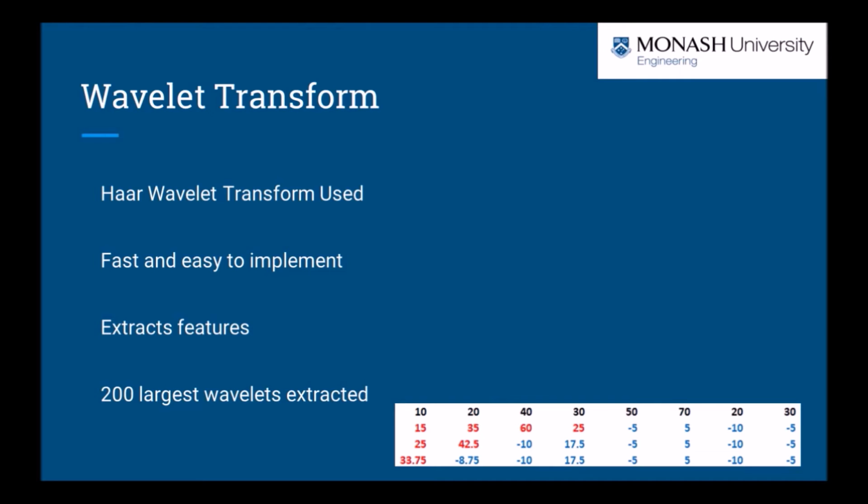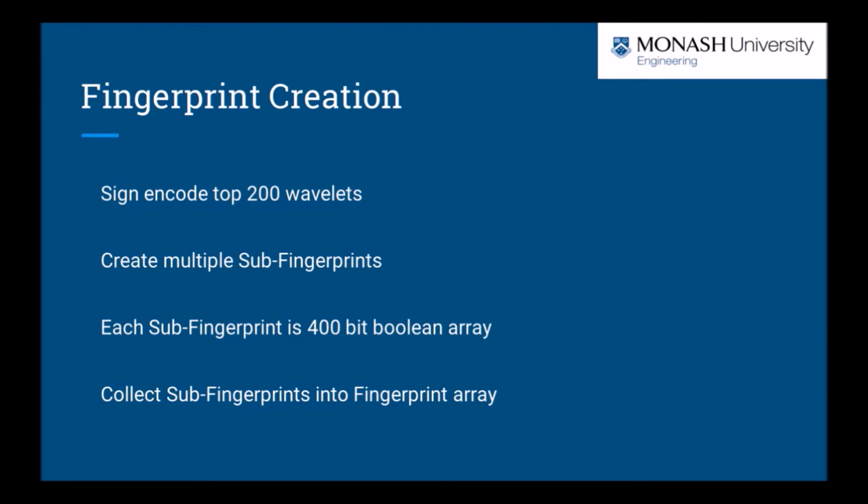From our wavelet matrix, we extract the 200 largest magnitude wavelets as these best represent the data. We create a sub-fingerprint by forming a Boolean array filled with zeros. The 200 extracted wavelets are sign encoded to fit into the array. Positive wavelets are represented by the code 1, 0. Negative wavelets are represented by 0, 1. The sign encoded wavelets give a sufficient representation of the audio contained in the sub-fingerprint. The sub-fingerprints form a 2D array, with each row representing the signature of 1.48 seconds of audio.